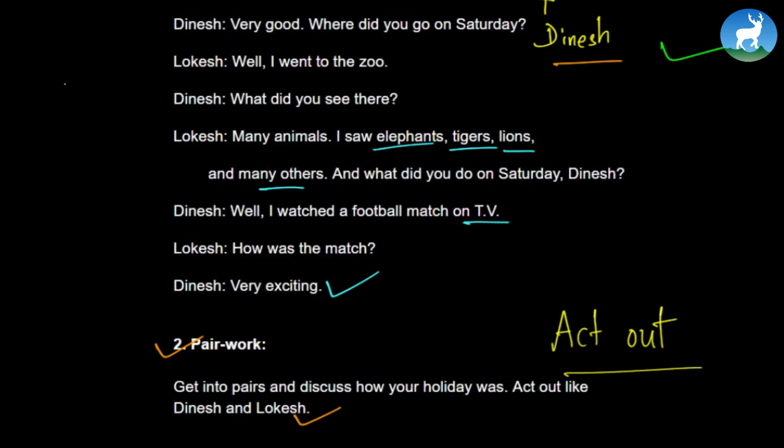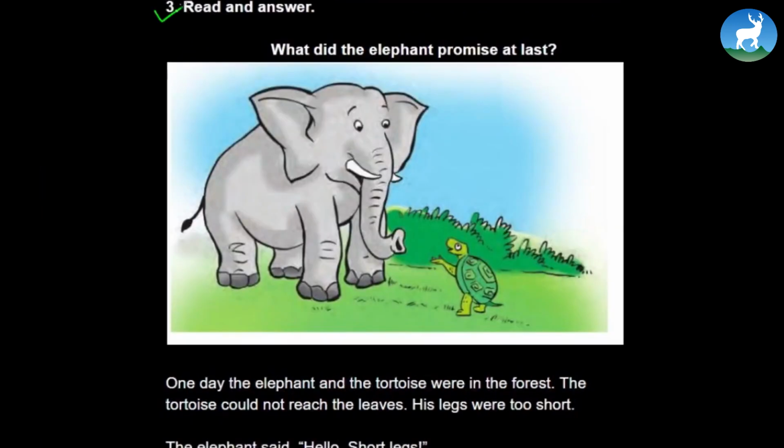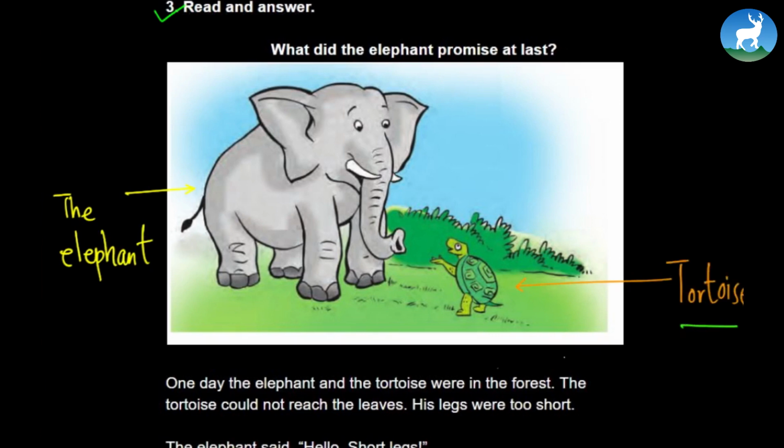Now let's go to the reading portion. Okay, number 3 we have read and answer. What did the elephant promise at last? So as you can see in the picture, this big guy right here is the elephant, and this little one is the tortoise. Okay, so the elephant and the tortoise. Let's read to find out.